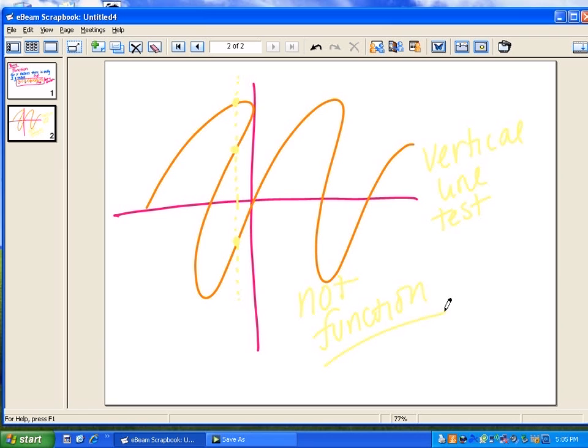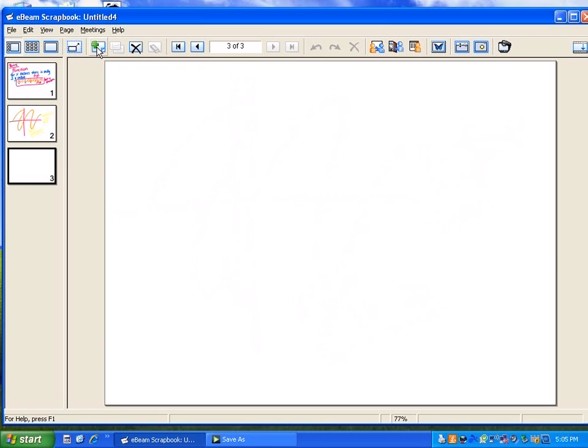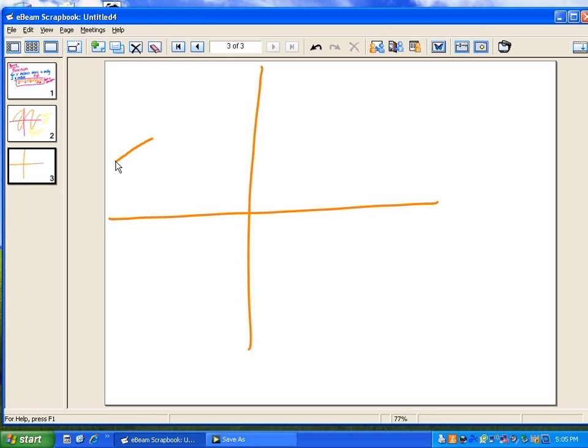Okay, let's look at the next one. If you look at something like, let me change my color. You have your coordinate plane, and you look at some sort of a function like this. Okay, for every x, we need to know if there's one y. Well, let's just take a look here. If x was, say, 10, right about here, and you drew your vertical line, there's only one y value.